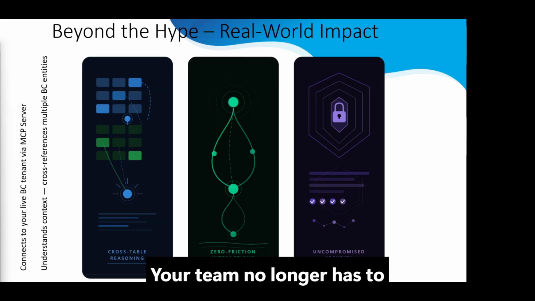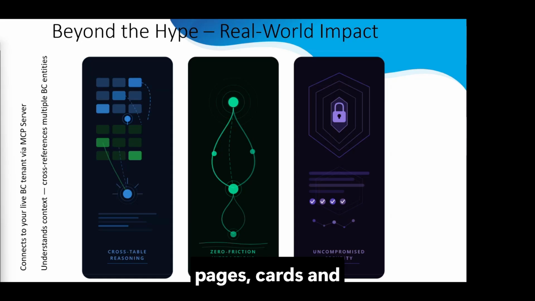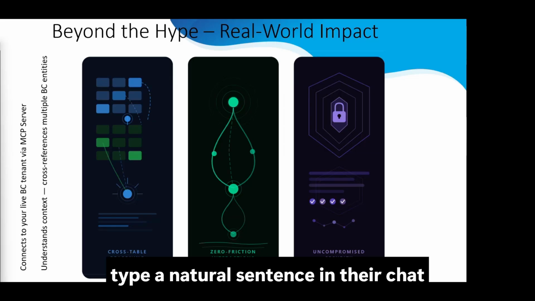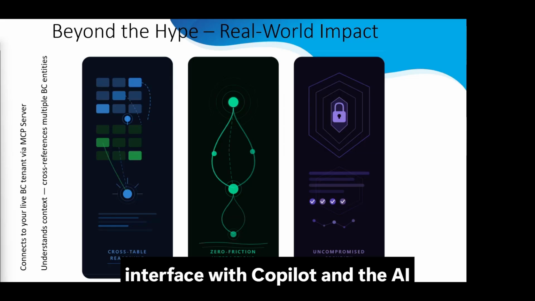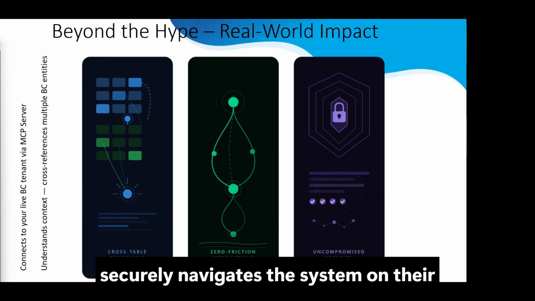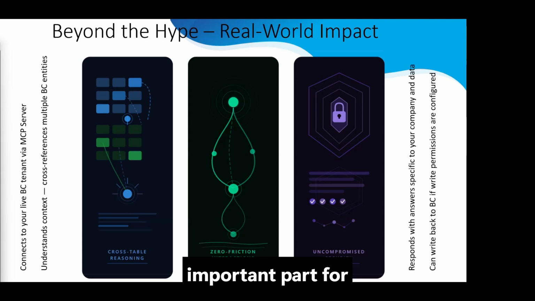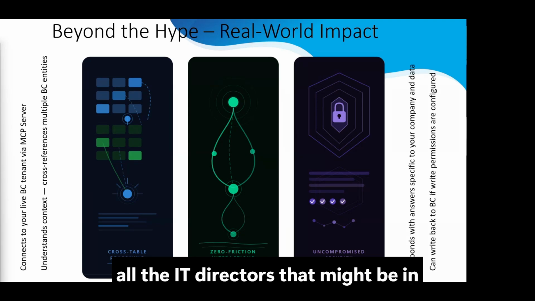Your team no longer has to hunt across 6 different list pages, cards, and filter views to piece together a customer status or a warehouse emergency. They can simply type a natural sentence in their chat interface with Copilot, and the AI securely navigates the system on their behalf.